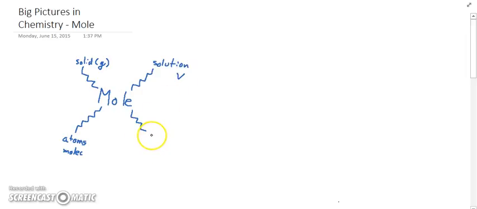And a third situation that we might have is maybe we have a tank of a gas. We know the pressure of the tank, we know the volume of the tank, we know the temperature of the tank. And so this is for gases. Each of these different starting points has a different path to get from that amount to the mole.